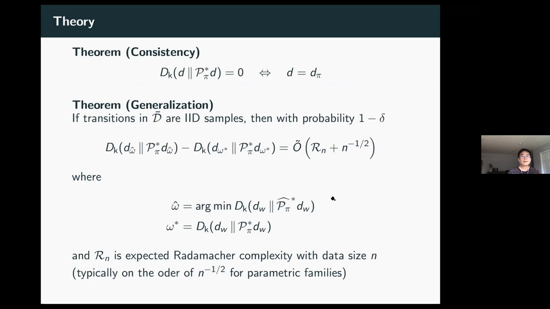For theory, this method is quite natural, but it is also mathematically justified. The first theorem says that it's consistent, meaning that if you have a strictly positive definite kernel, then when this divergence is minimized to exactly zero, you get the exact distribution right. And the second theorem gives a generalization bound. What it says is that if you have a data set of size n, then the generalization error converges in the order of 1 over square root of n. These are pretty standard methods in statistical learning theory, although we have to extend them to work for these fixed point equations here.